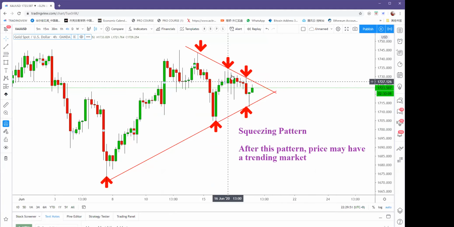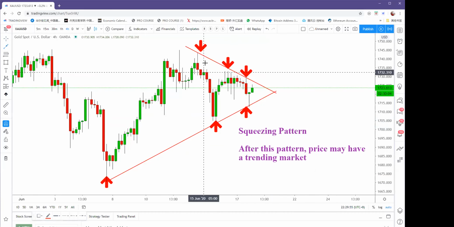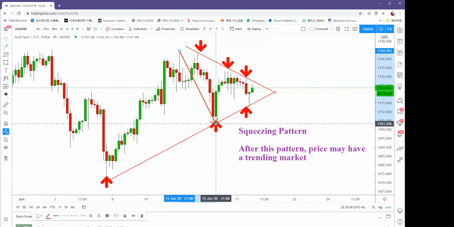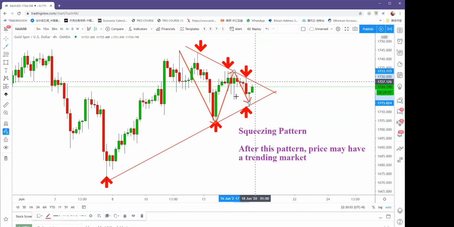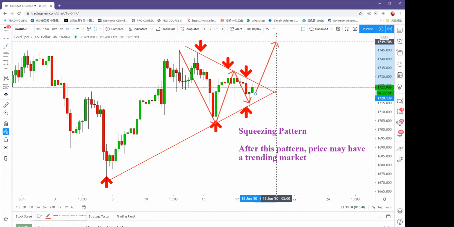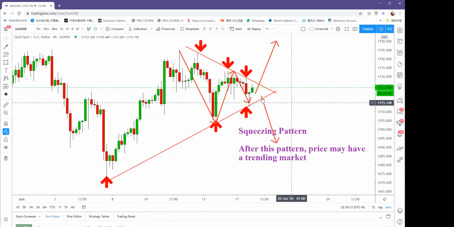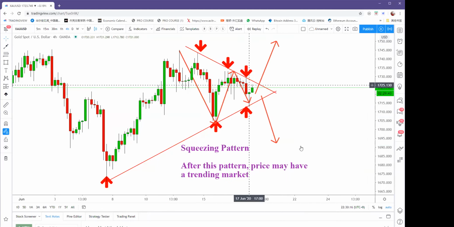After the squeeze, because within the squeezing part, the volatility, the ups and downs, are getting lower and lower, correct? The room is getting smaller and smaller. It's harder for you to trade, either for the buy or for the sell. But after the breakup or breakdown, it will open very good room for you to capture another wave of rally or drop.